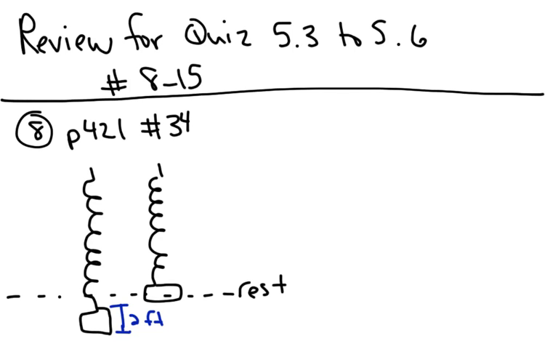This is part 2 of the review for quiz 5.3 to 5.6. Problem number 8 on the review packet, which is page 421, number 34, says a mass suspended from a spring is pulled down a distance of 2 feet from its rest position, as shown in the figure. The mass is released at time t equals 0 and allowed to oscillate. If the mass returns to the position after 1 second, find an equation that describes the motion.